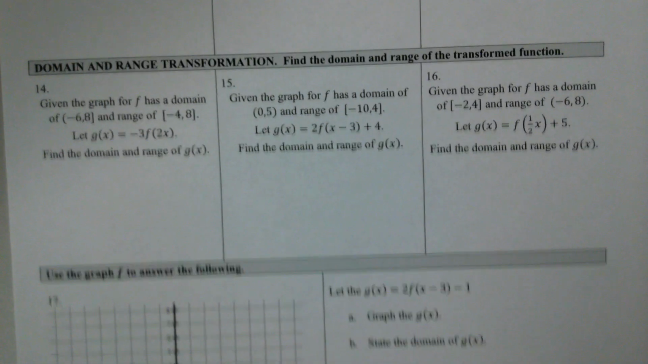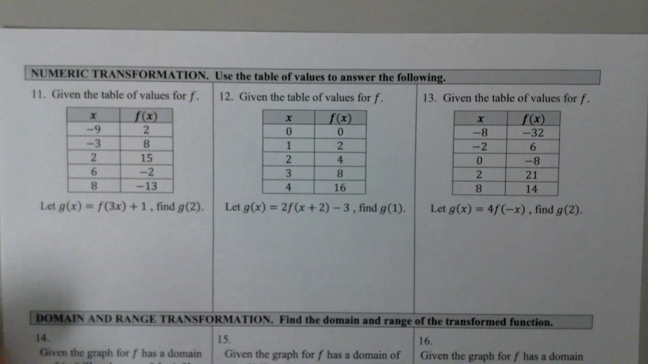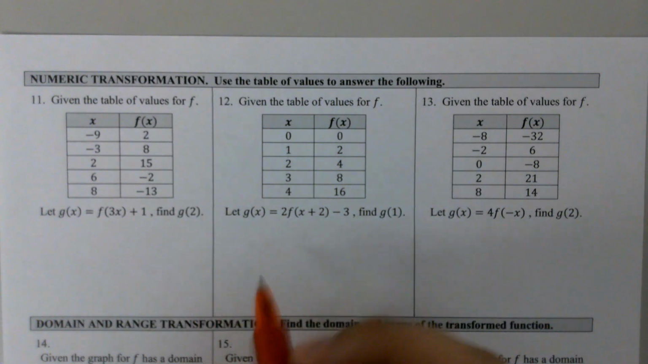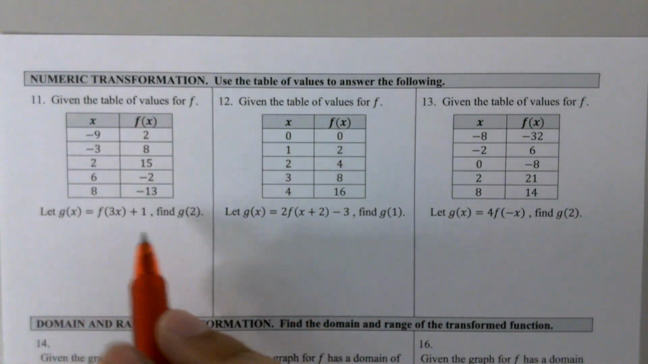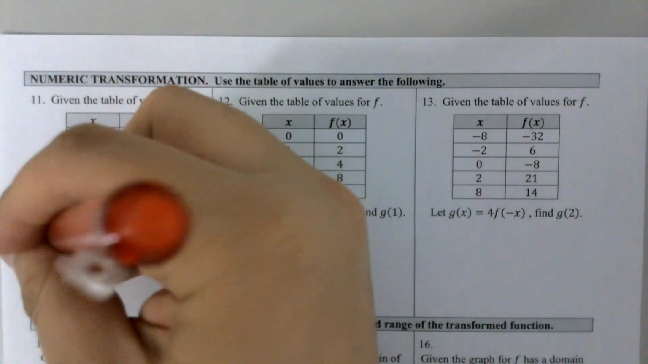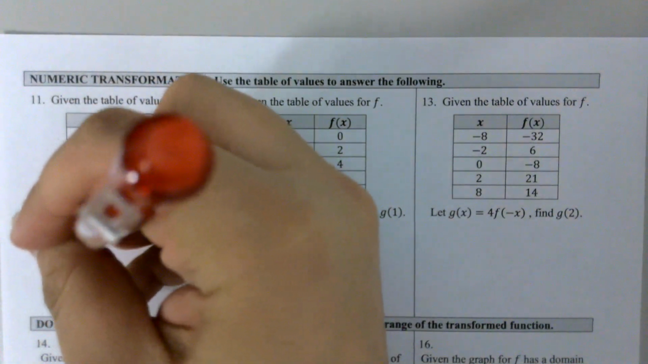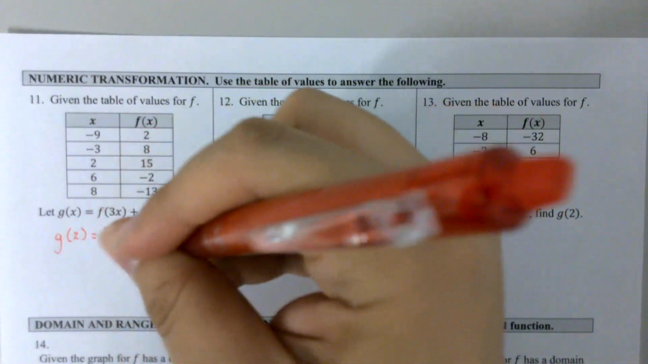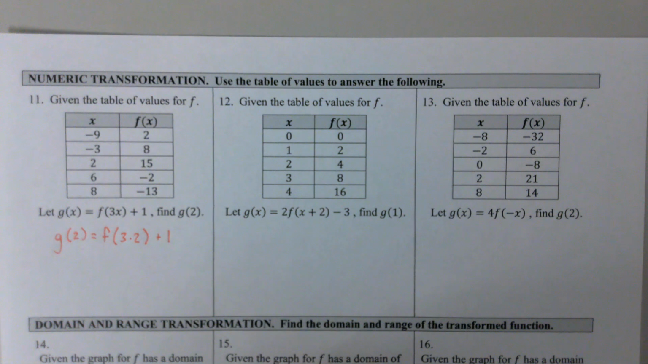Let's look at the next side. So for number 11, we want to see what these numerical transformations are going to do. So we want to find g of 2 for number 11. So if we're already given this rule for g of x, all we really need to do is plug in 2. So g of 2 is going to be equal to f of 3 times 2 plus 1. So we just replaced x with 2.